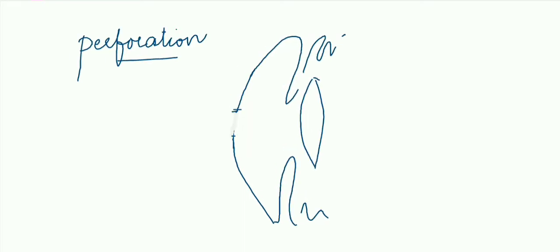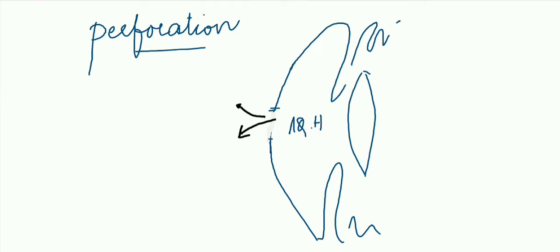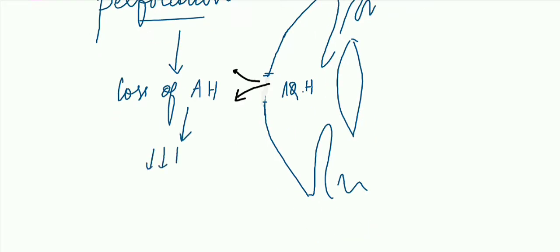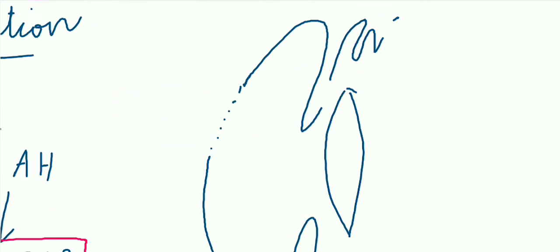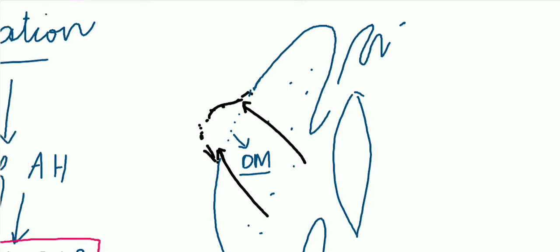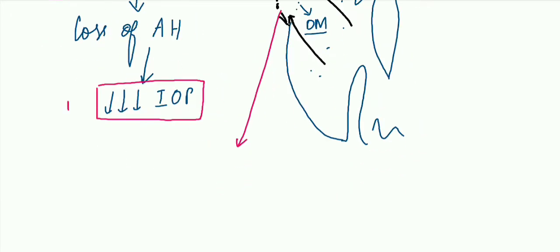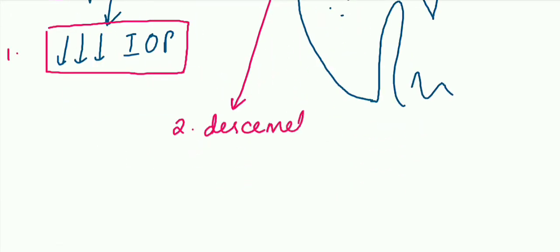Coming to the complications, the major complication is corneal perforation. So let's think this is an ulcer and behind it the iris and ciliary body. Inside we have the aqueous humor in the anterior chamber. In case of perforation, we have loss of aqueous humor which results in a fall in IOP. Let's just say the ulcer did not erode the Descemet's membrane and it is still intact. The increasing IOP within will push the Descemet membrane to form what is called the second complication, that is descemetocele.